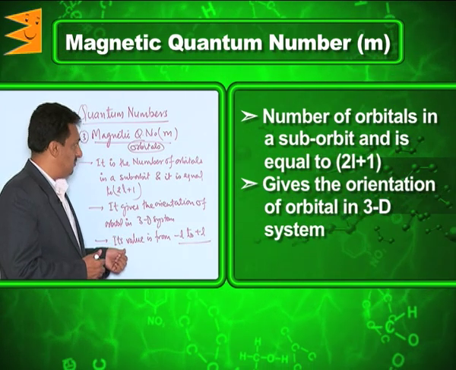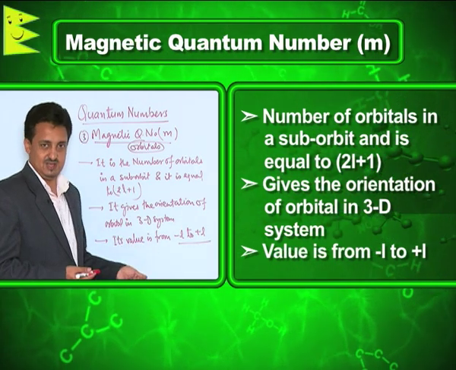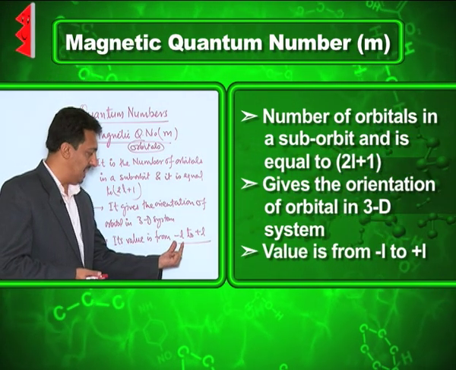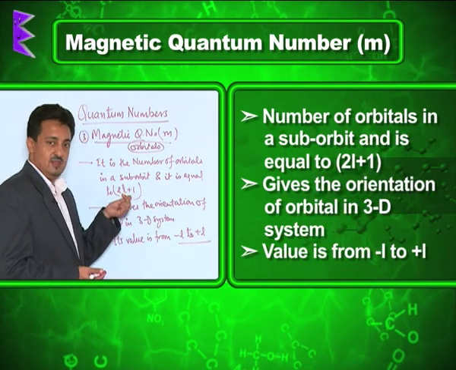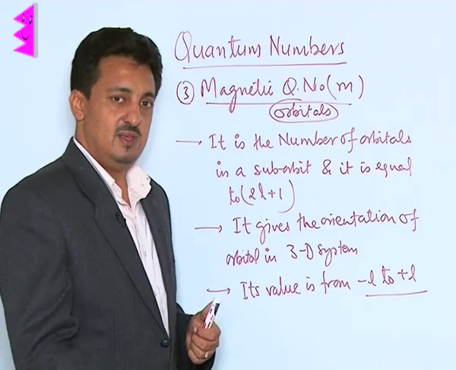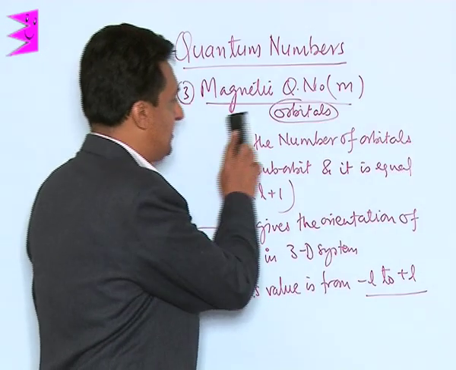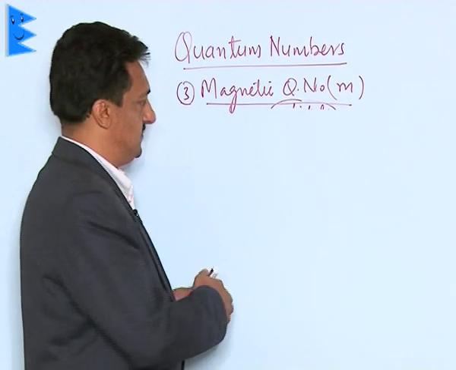And third, and the most important, the magnetic quantum number's value is always from minus L to plus L. That is why all the negative values and all the positive values make it twice L, and the 0 makes it 1. So this is how we have the total M values as twice L plus 1. Now let us understand these three quantum numbers and their interpretations in a tabular form.